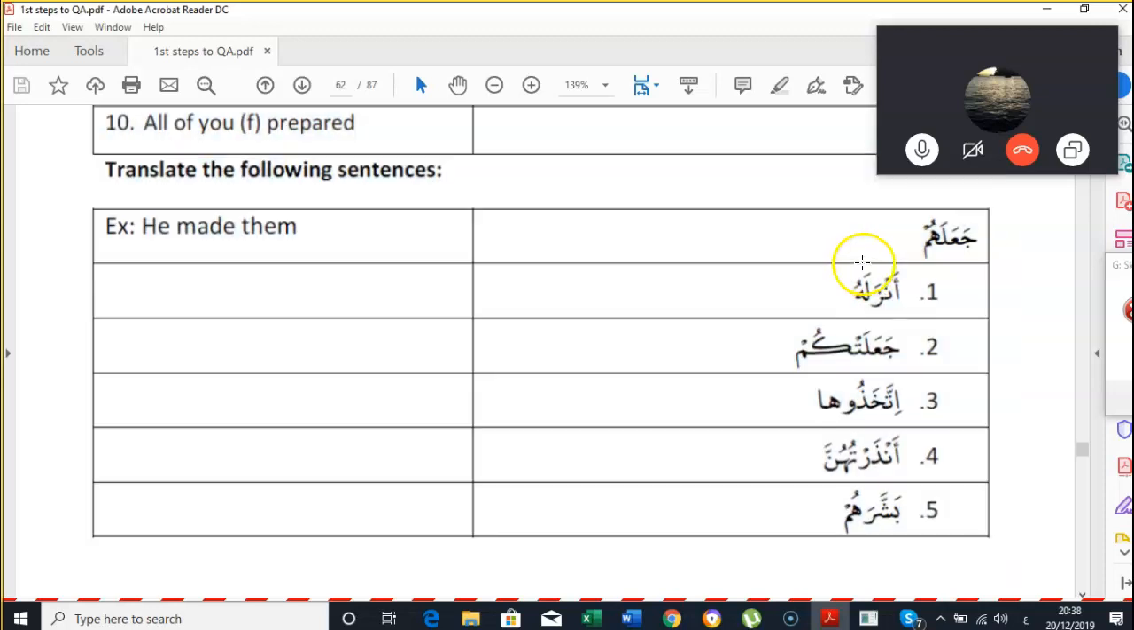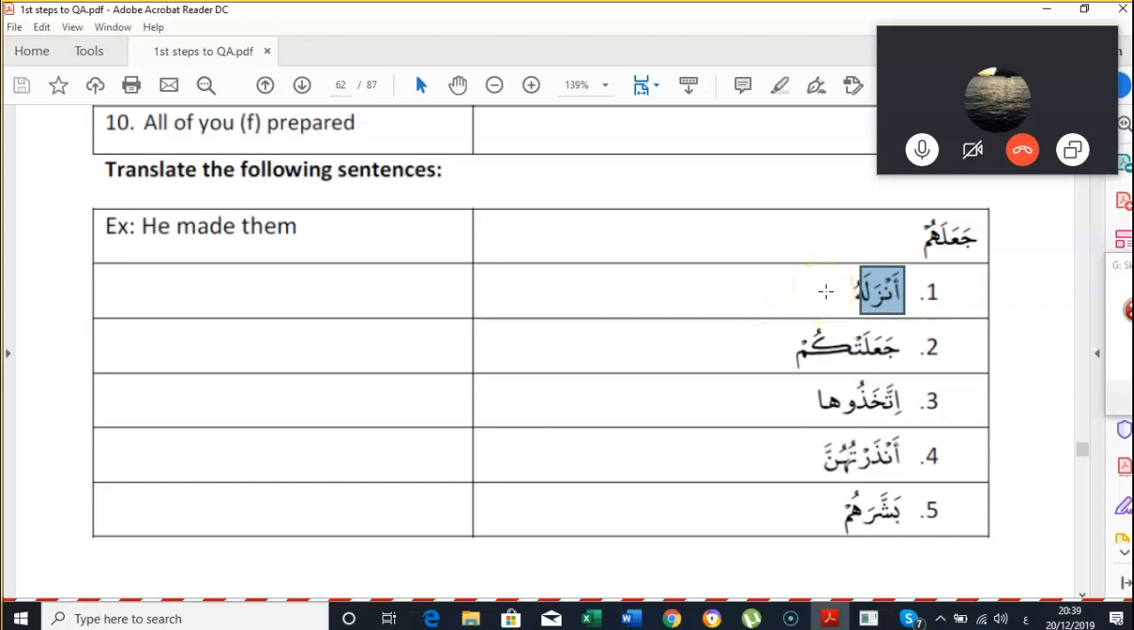So anzala was the translation for that. What's the translation of anzala? So he sent down. And translate hu, he. Yeah, but make sense of it in English. He sent them down. How do you change to them now? So he sent down, his anzala. Then who? What's the translation of who here?